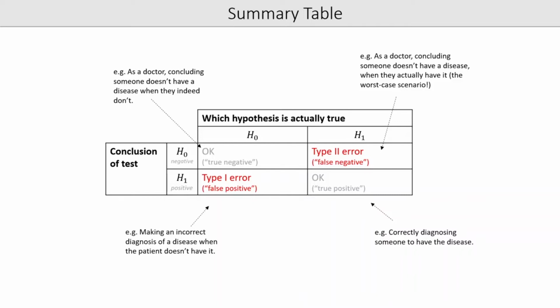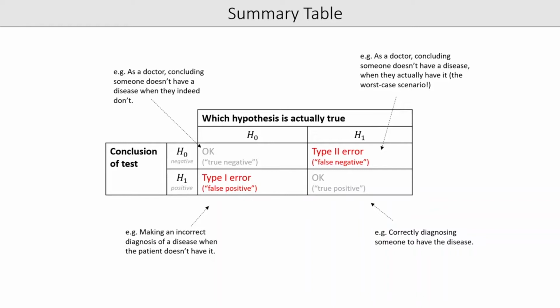Where we accept H0, and it was actually correct, so that's top left. And when we reject H0, and H0 was wrong. Bottom right. Top left, that would be a doctor concluding that someone doesn't have a disease and that person doesn't have the disease. Bottom right, that would be the doctor concluding that they do have the disease and this person does have a disease.